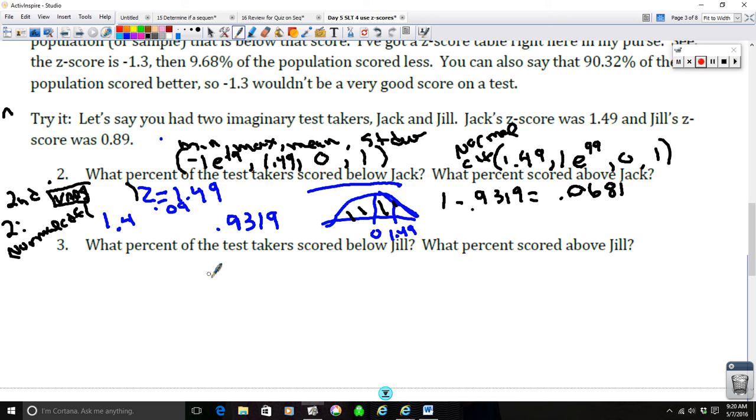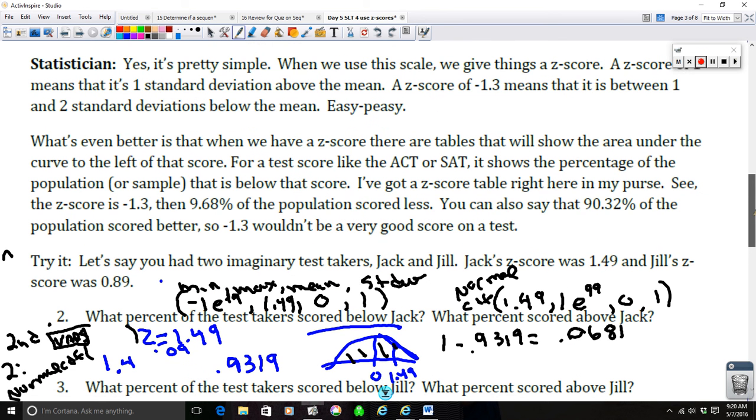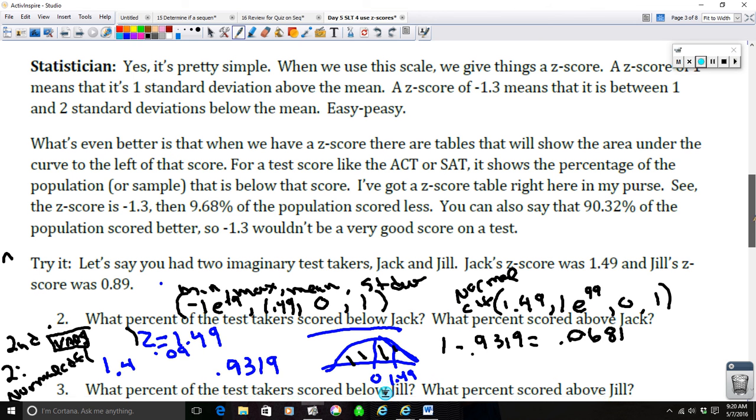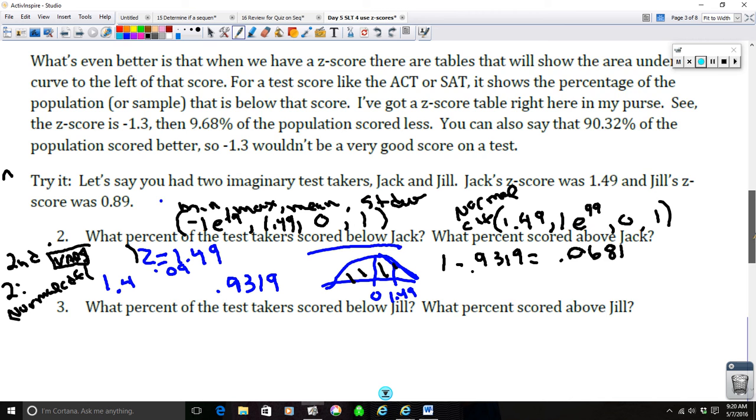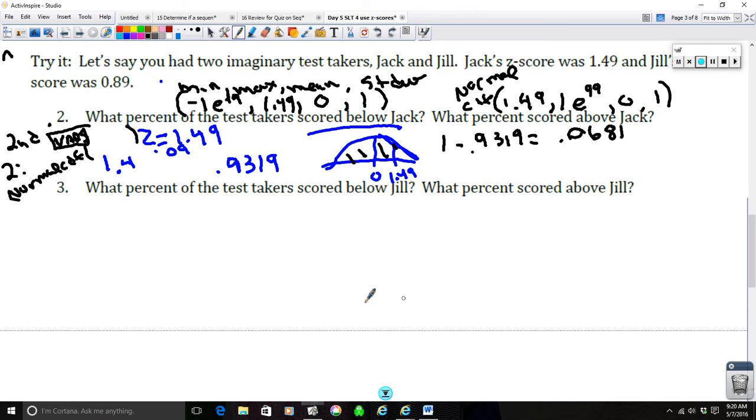Now we're looking at Jill. So gotta find Jill's z-score. I apologize, I did this earlier. Where's Jill's z-score? Oh, I apologize. Jill's z-score is 0.89.